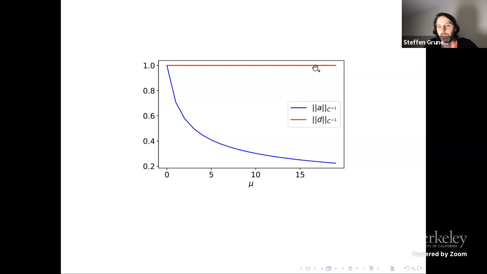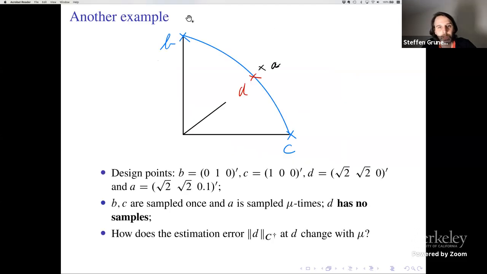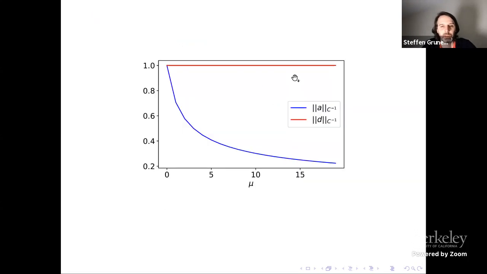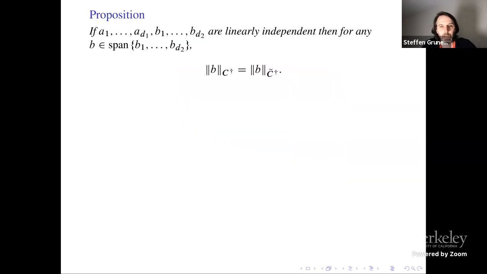The error for D is again completely unaffected by the samples in the first epoch. So even though B and C are miles away from D, they totally dominate the estimate of D, completely ignoring any kind of points in A. So I have another proposition which verifies this theoretically.